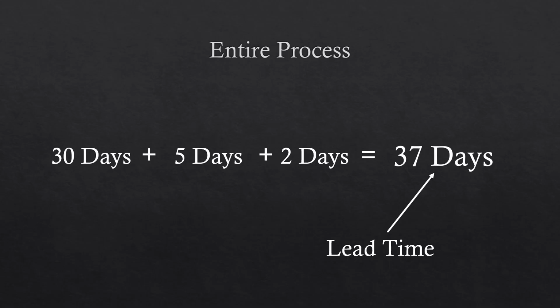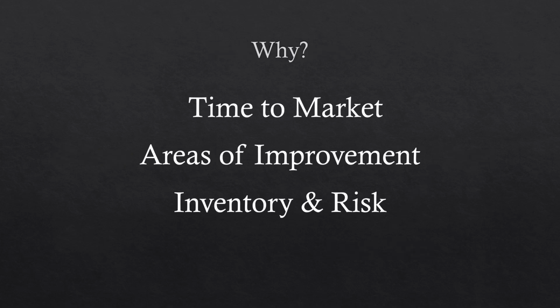Then the manufacturing lead time starts. Let's say it takes the factory 5 days to actually make the bread. Then it takes you 2 days to deliver your bread to the grocery store that ordered it. This leaves you with a total lead time of 37 days. Understanding why the total lead time for the entire process is measured is very important. It is looking at the entire picture.